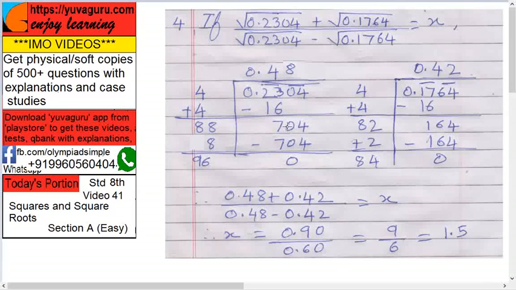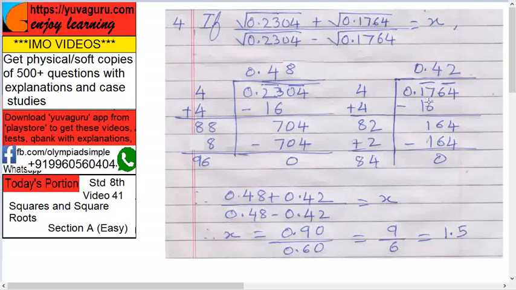8 8 is 64, right? This is less than 70. Try with 88. That will generally give you the correct answer. So if not, plus or minus 1. So 88 into 8, you got this over here. So 0.48 over here. Next for this 0.1764.